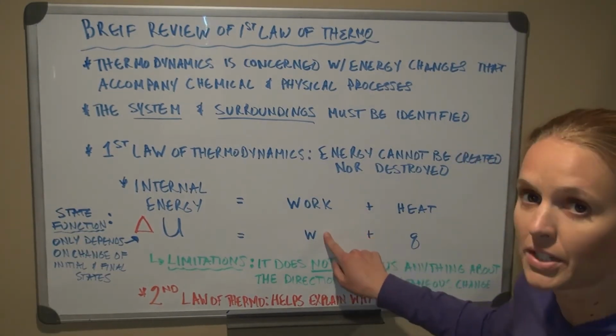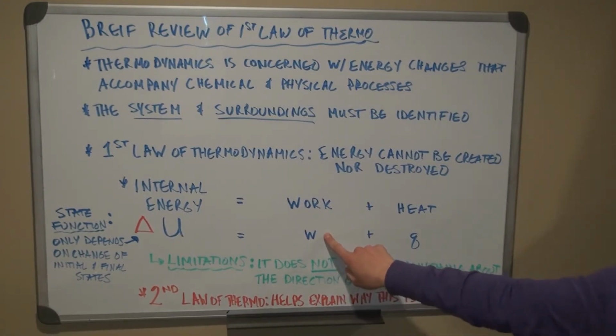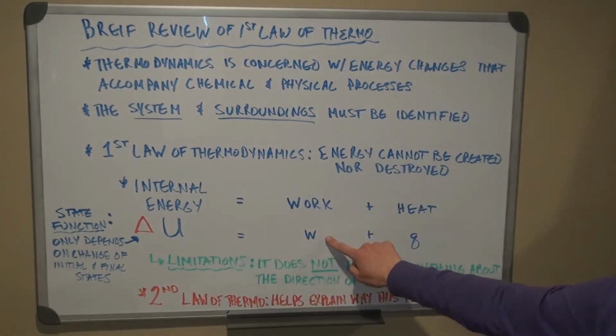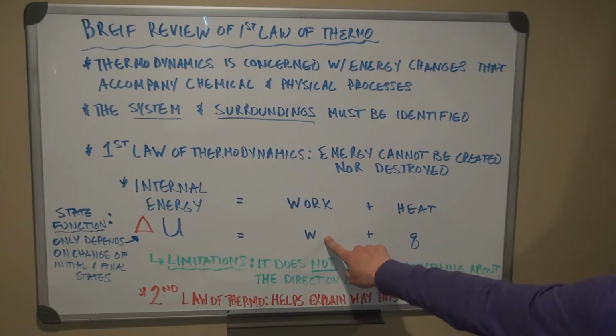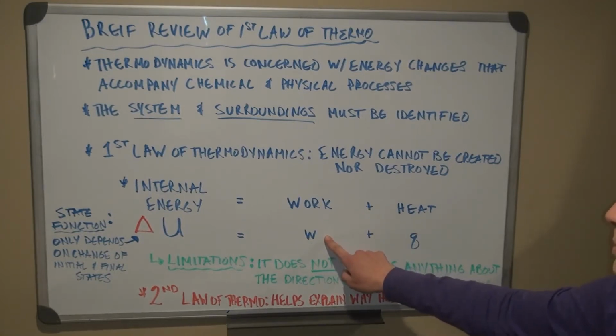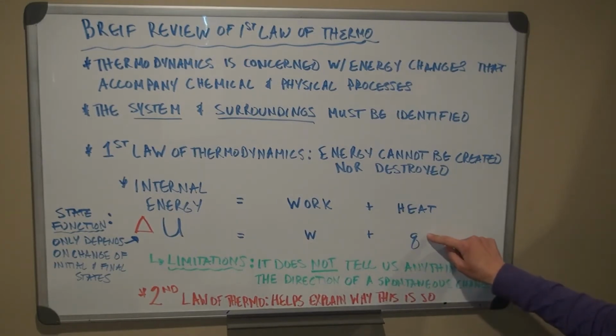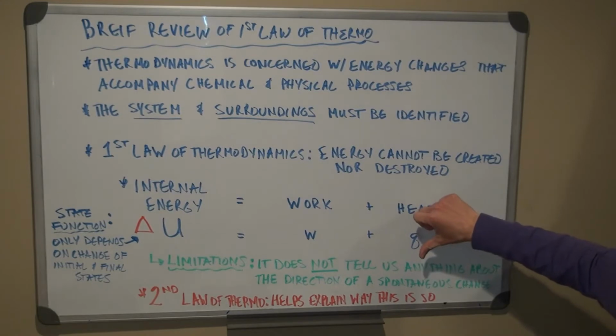So if work is being done by the system, then that would be a negative work and the internal energy would be decreasing. Or if work is done on the system, then that would be positive and the internal energy would increase. Same thing we could look at with heat. If we're looking at a chemical reaction and heat is lost from the system, that would be exothermic and negative. The internal energy would be decreasing overall.